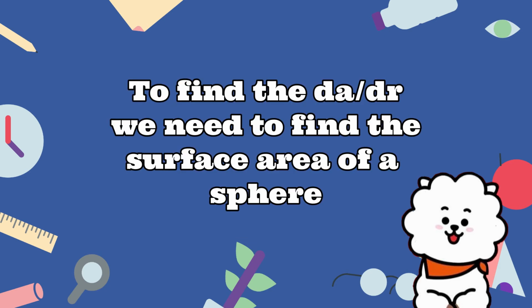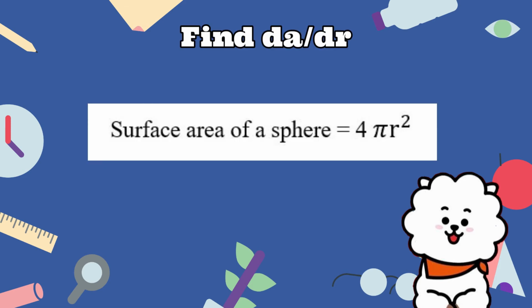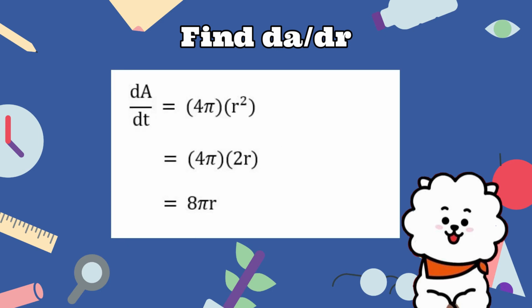To find dA over dr, we first need the surface area of the sphere. The formula for the surface area of a sphere is 4 pi r squared. To find dA over dr, we keep 4 pi and differentiate r squared, which becomes 2r. Multiplying 4 pi with 2r, it becomes 8 pi r.